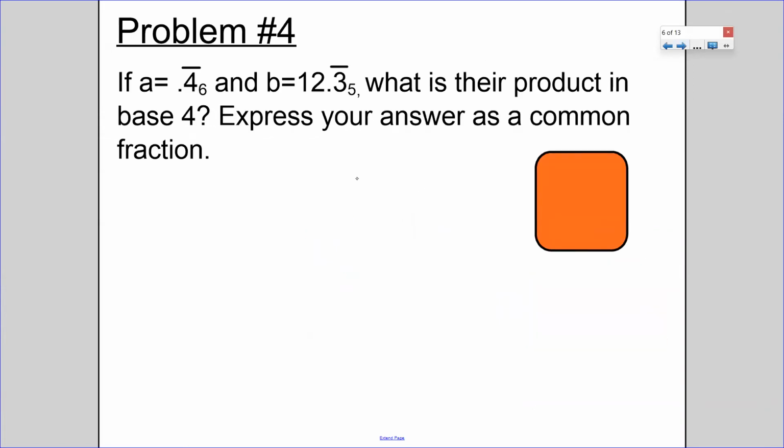All right, problem 4. If A is equal to 0.4 repeated in base 6 and B is equal to 12.3 repeated in base 5, what is their product in base 4? Oh man, we have a lot going on here, right? First, we might need to convert these to base 10. And then from there, we're going to want to try to deal with this as if it were base 4.